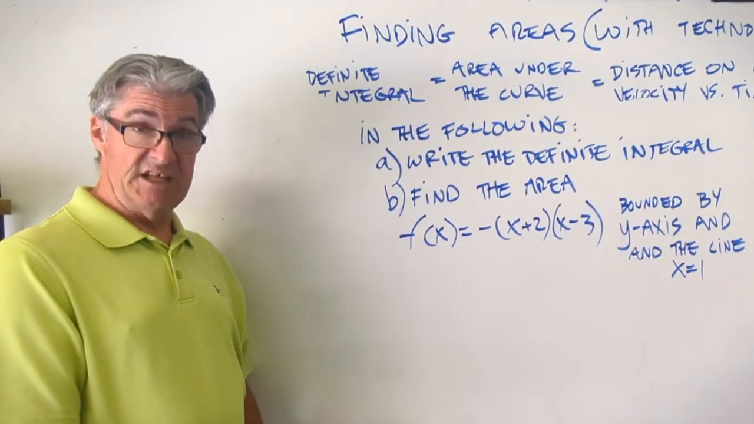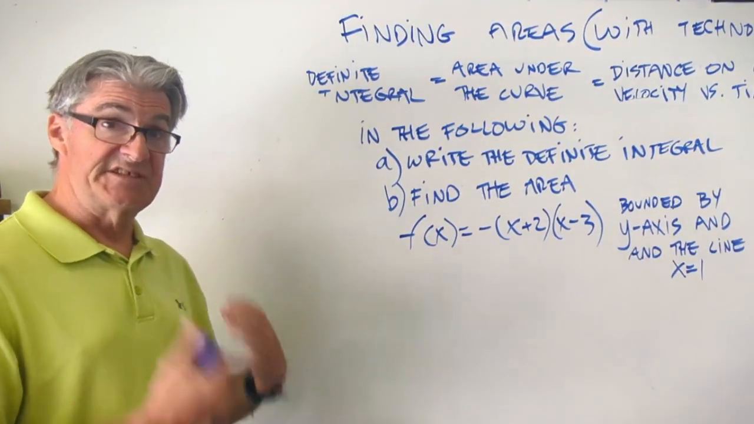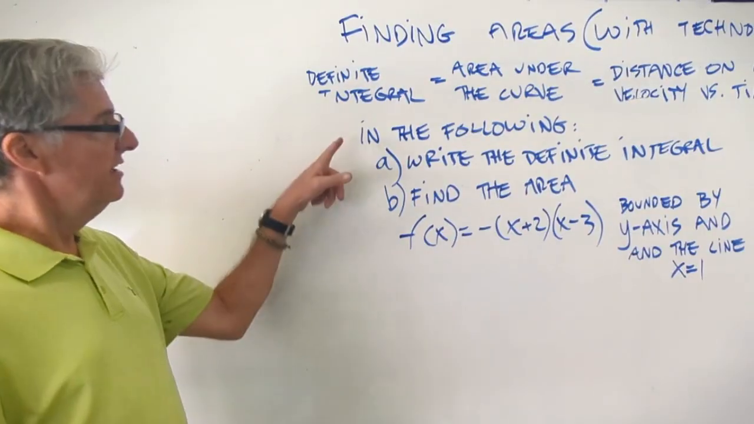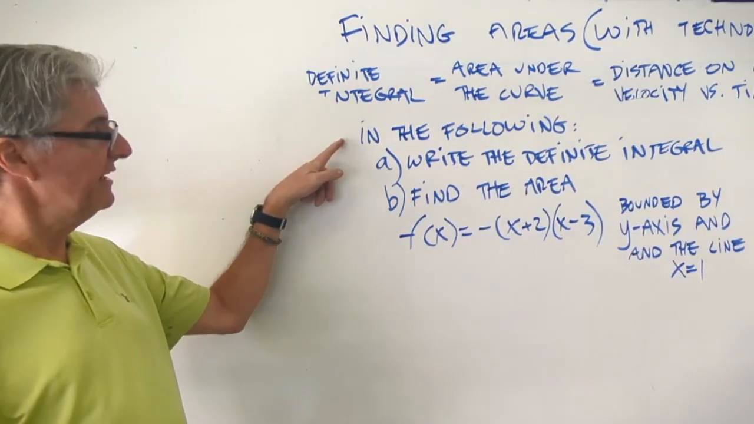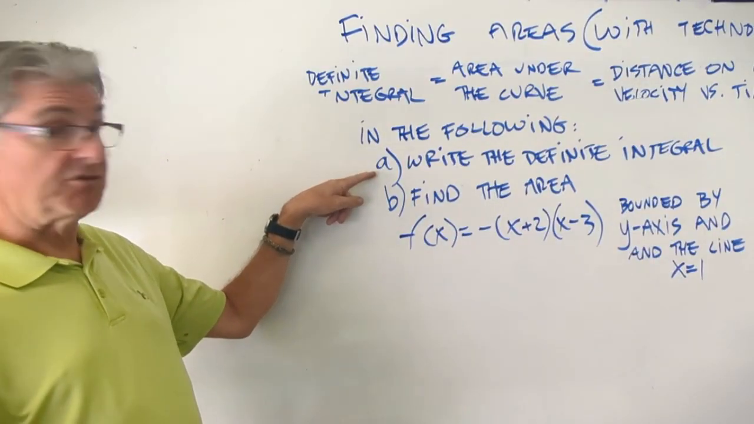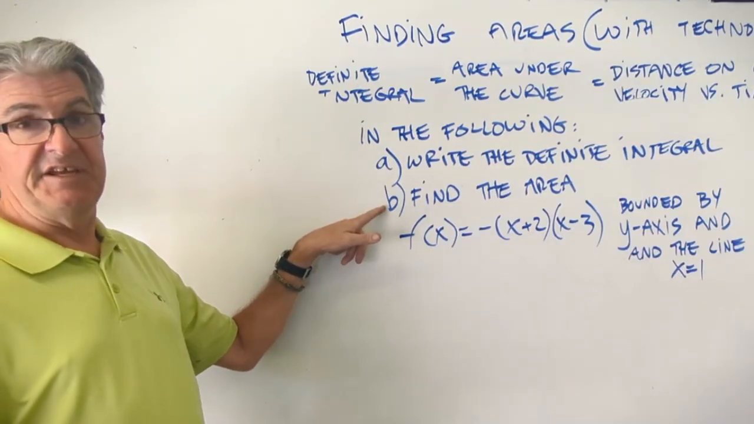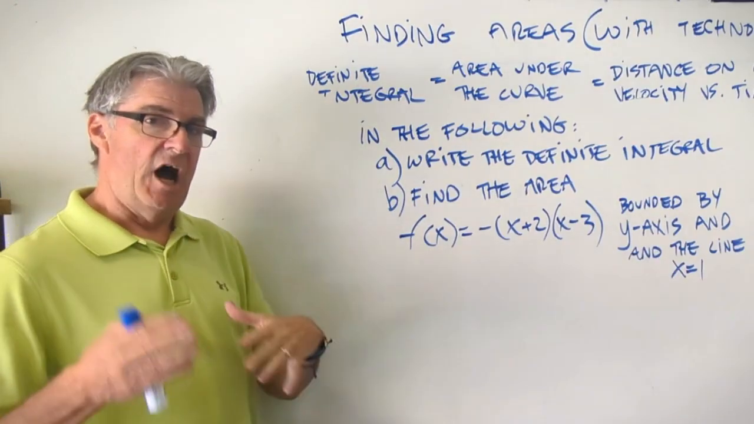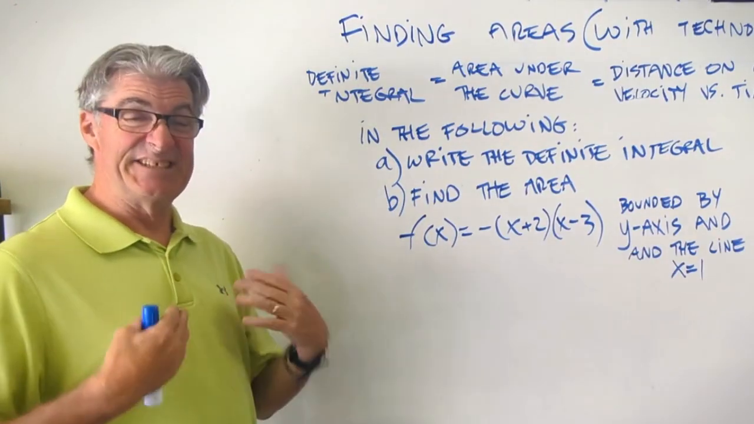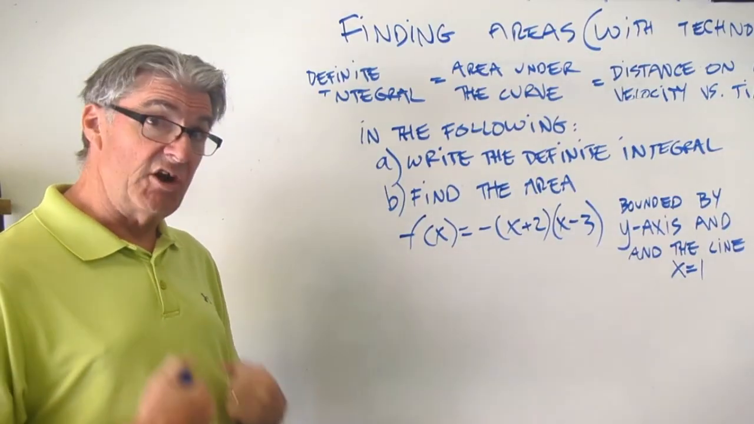Okay, we're going to finish up this lesson with 2 problems that have the same prompt. So let's take a look at the prompt. It's pretty straightforward. In the following, write the definite integral and find the area. So for me, I'm going to also throw in one more step, which is sketch the function. So we're going to start with that.